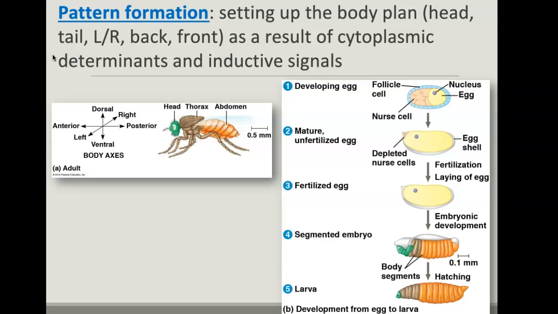Part 3, we now have a fertilized egg, and then it's going to be laid by the mom outside of its body, obviously. And then part 4, the egg is going to develop into a segmented embryo. And part 5, the embryo will turn into a larva, and then there's a pupa stage, and then we eventually have an adult fruit fly.